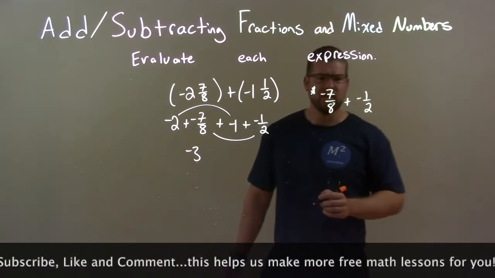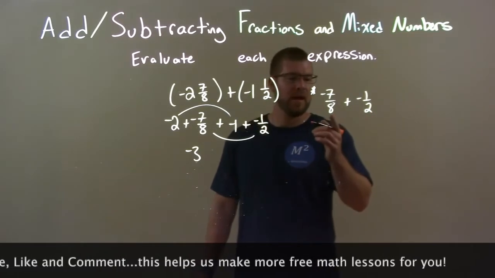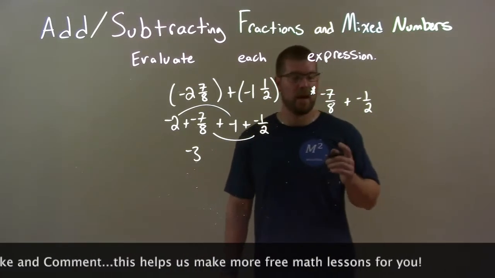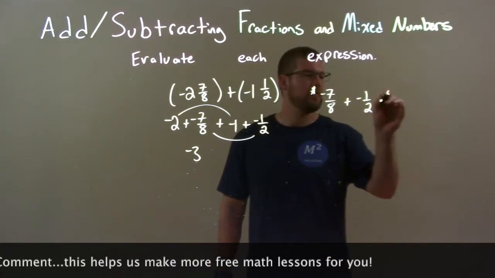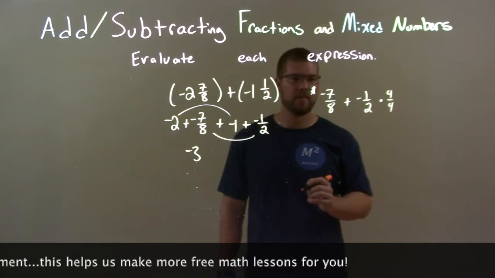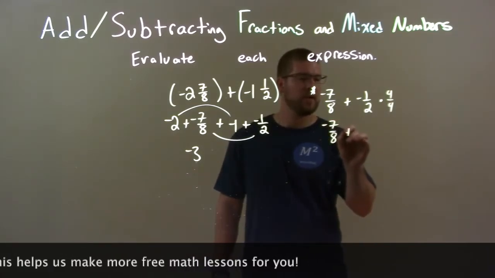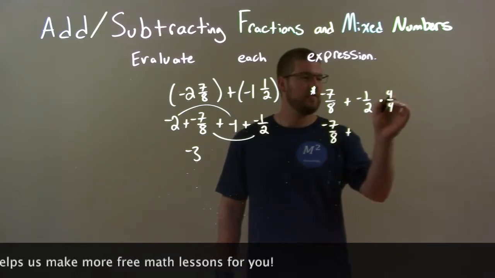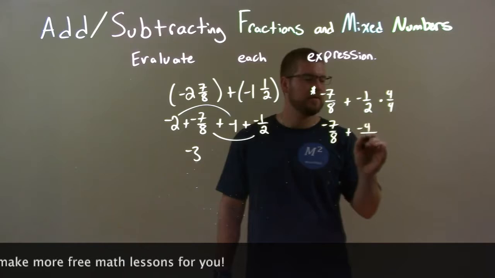Well, what I want to do is, I can't add these until the denominators are the same. So we have an 8 here and a 2 here in the denominator. Well, 2 can get to 8 by being multiplied by 4. So I have 4 over 4 right there. Now when I multiply this out, -7/8 comes down here, and plus -4: -1 times 4 is a -4, and 2 times 4 is 8.